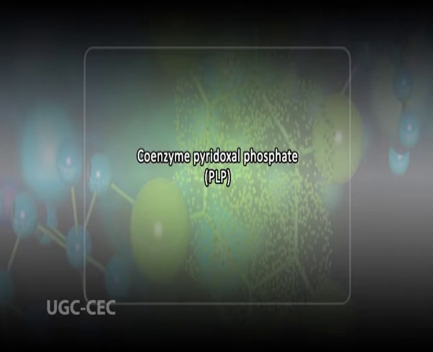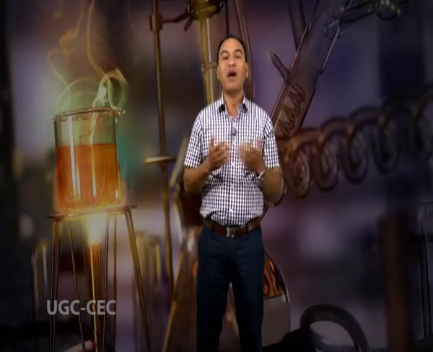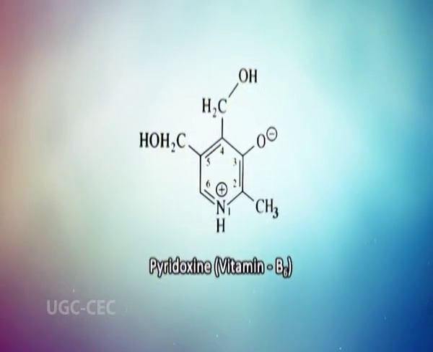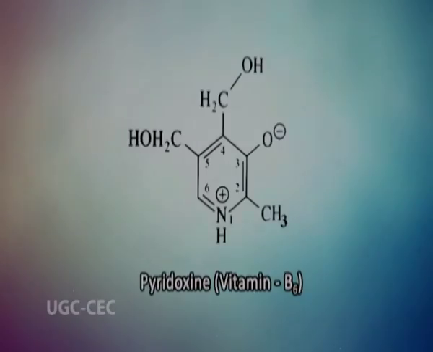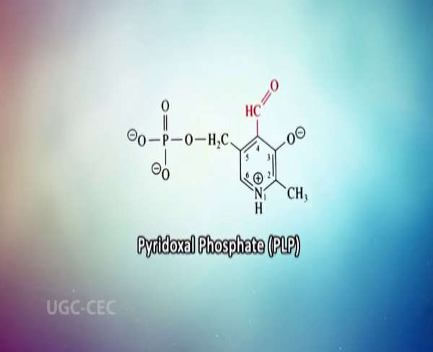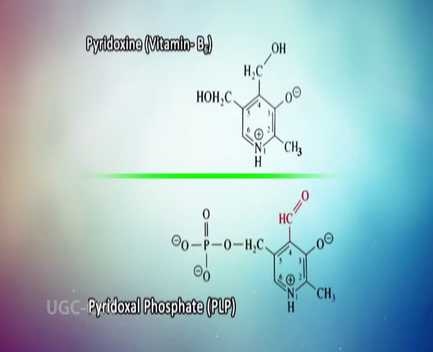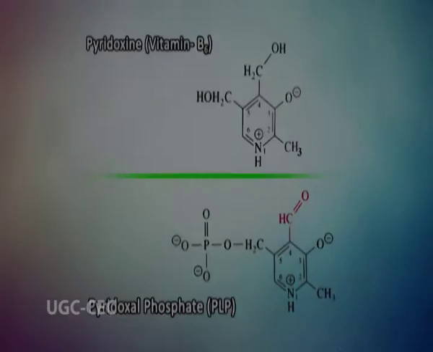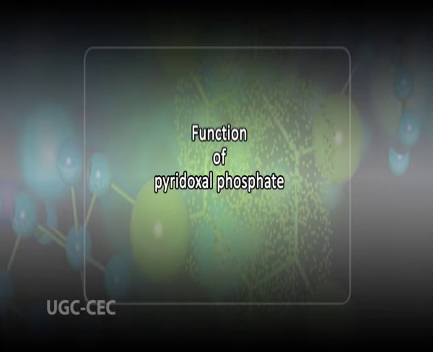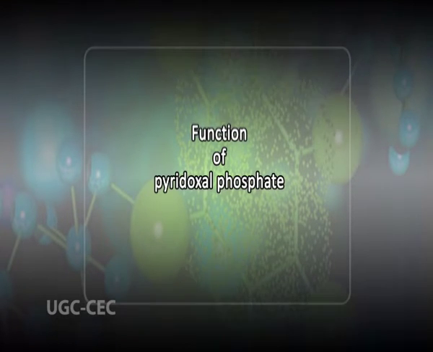Now, coenzyme pyridoxal phosphate, PLP. Pyridoxal phosphate is a coenzyme derived from vitamin B6, that is pyridoxal. This is the structure of coenzyme pyridoxal phosphate, and this is pyridoxal, vitamin B6, the precursor of this coenzyme pyridoxal phosphate. Then, the function of pyridoxal phosphate.